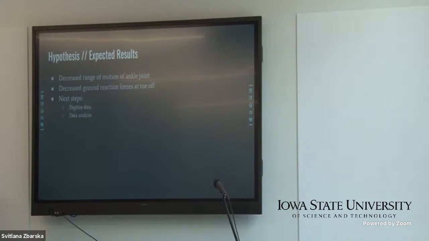I'm also hypothesizing that there may be some decreased ground reaction forces or decreased time to reach peak ground reaction force in the ankle position. This might potentially be due to the ankle having increased load within a shorter amount of time during this dynamic movement. And then the next steps in my project are to digitize the data, which essentially involves making sure that each marker is labeled correctly, that there are no extra markers, and that there are no gaps in the data as well. And then data analysis will be performed so I can determine some results and conclusions.